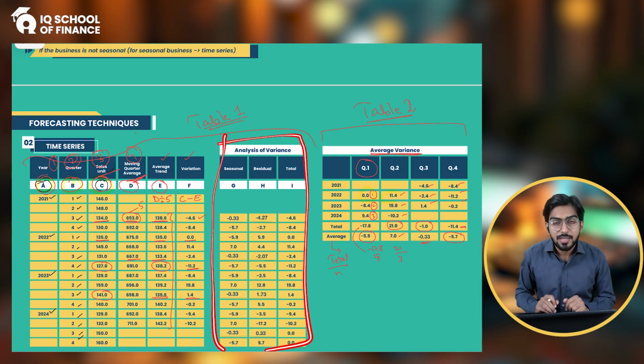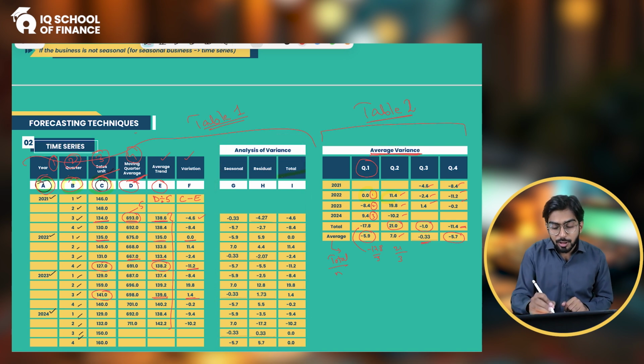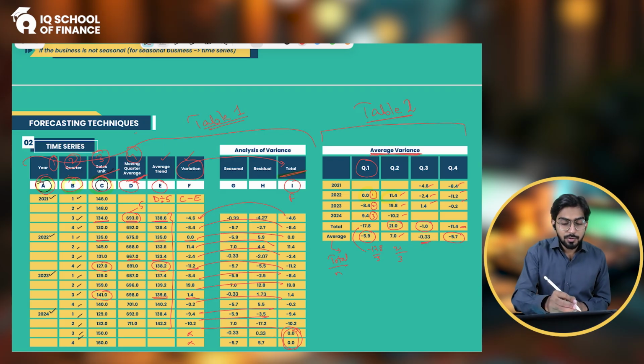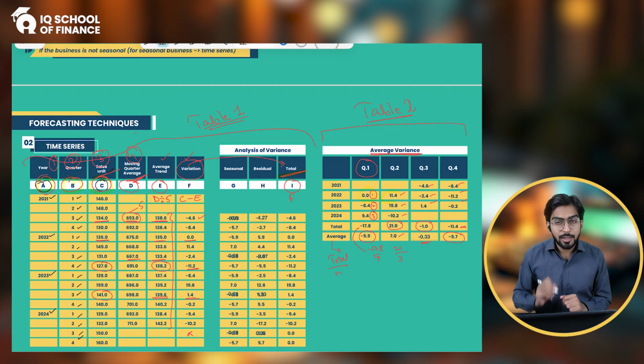these three final columns. See here, the total column, column I, is actually the variation column. Copy and paste, this is actually column F. See, 4.6, 8.4, 0, 11.4, 2.4. These are the same values which we have copied here, and for them I have taken 0 because there is a nil value. So the total column, are we clear on it?